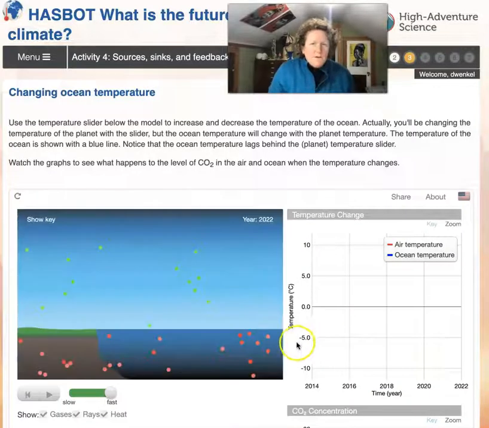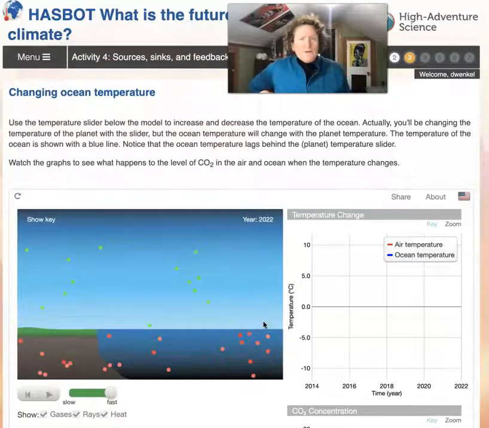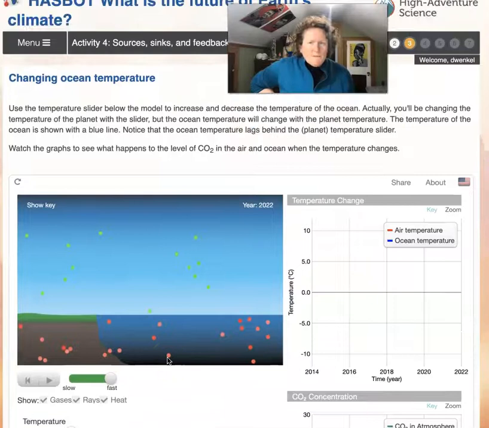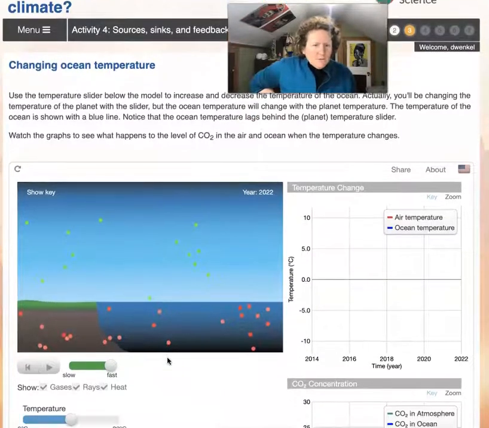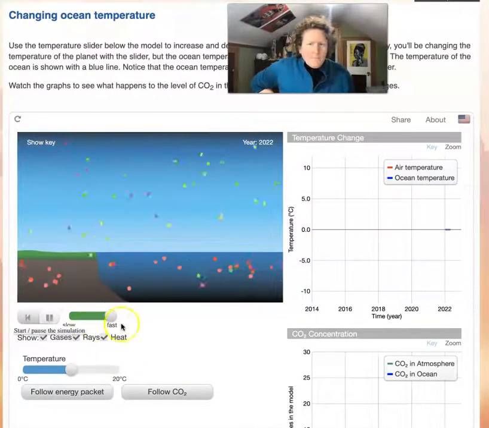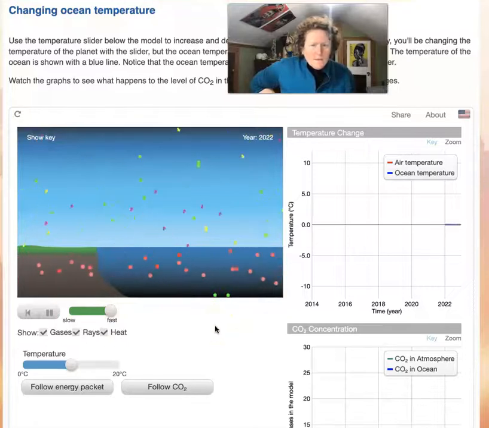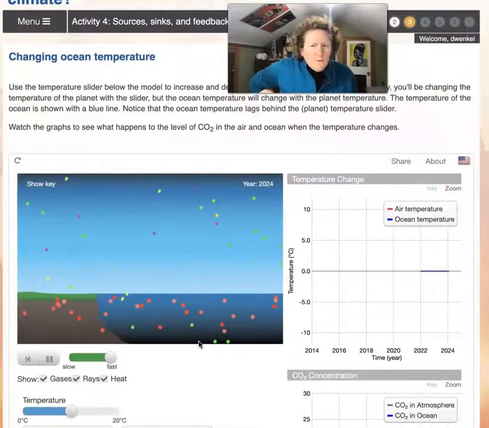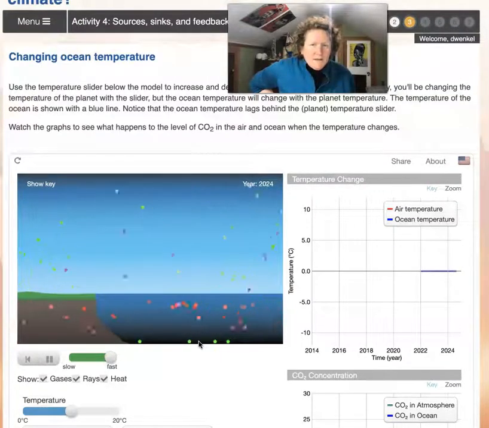So now let's figure out how the ocean temperature might change, using the temperature slider below the model to increase and decrease the temperature of the ocean. So we have a slider here. We can be the master of the universe and change the temperature with the slider. The temperature of the ocean is shown with the blue line. So let's get this model going. Notice that the ocean temperature lags behind the air temperature.